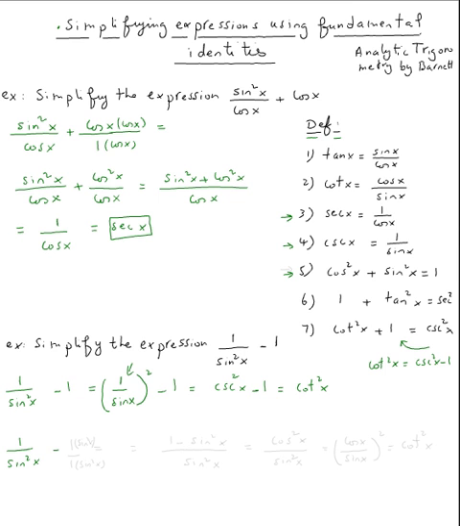1 over sine squared minus 1. Since these are fractions, also try to rewrite it as one fraction. The common denominator is sine squared. So multiply by sine squared. This is going to be 1 minus sine squared, and the least common denominator is sine squared. Now, if you look at number 5, 1 minus sine squared is just cosine squared. Just subtract sine squared from both sides. So 1 minus sine squared is cosine squared.